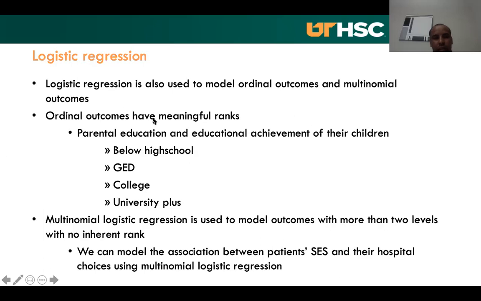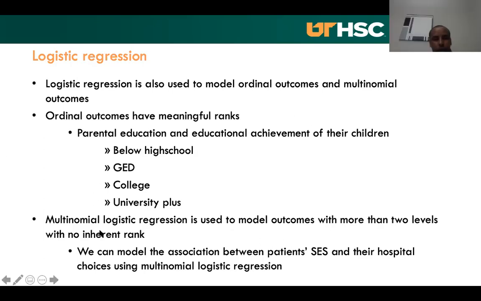When we say ordinal outcome, it is an outcome with meaningful ranks. For example, below high school is lower education than the GED, and GED is lower education than college, and college is lower than university plus. For this kind of outcome, we use ordinal logistic regression analysis. The term ordinal refers to the inherent ranks between the levels of the outcome variable.